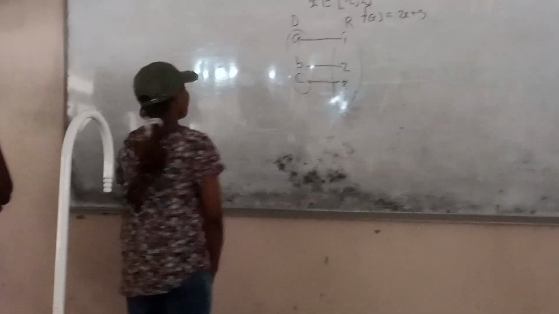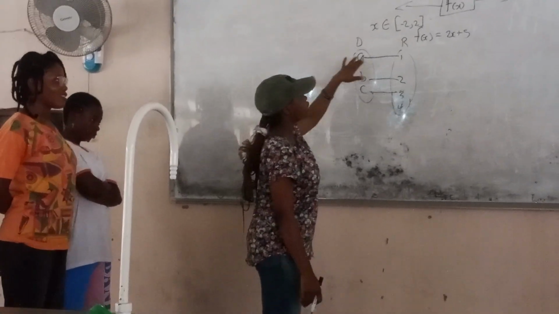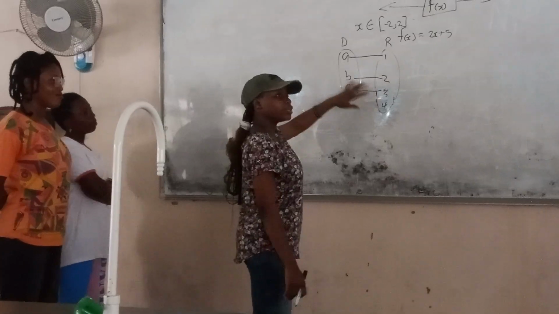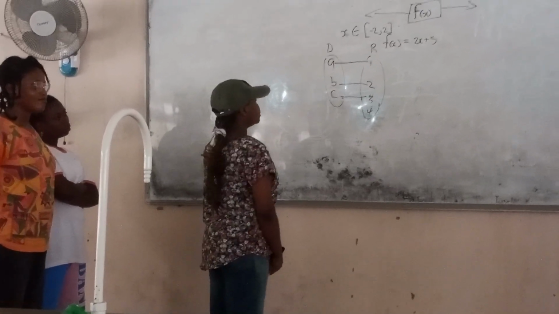You're not talking to me, you're talking to the class. An injective mapping is a one-to-one correspondence of the domain. One-to-one correspondence, yes? Now talk about surjective.